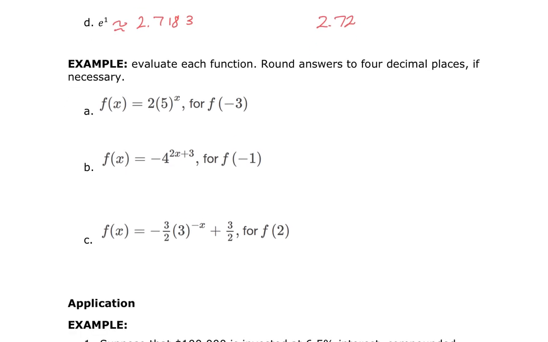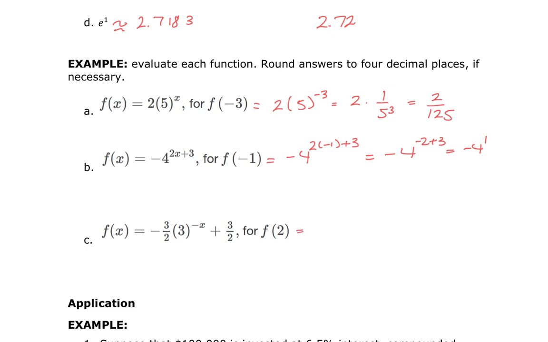If we're asked to evaluate, we've been doing a lot of evaluation, so this should be pretty straightforward. If I want f of negative 3, this is just 2 times 5 raised to the negative third, which is 2 times 1 over 5 to the third, which is 2 divided by 125. If I do f of negative 1, this is negative 4 raised to the power of 2 times negative 1 plus 3, which is negative 2 plus 3, so negative 4 raised to the 1, which is just negative 4.